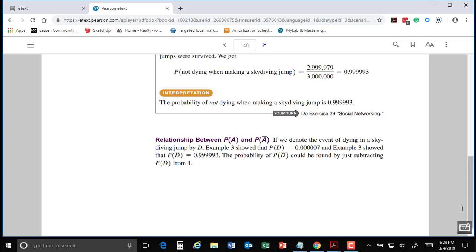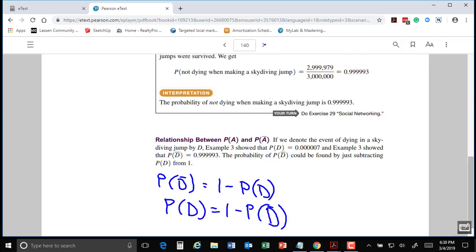Am I on yet? Yeah. Okay, so the probability of something not happening is equal to 1 minus the probability that it happened. Now, what kind of variable are these? When we put A or B, those are events, right? But when we're asking what is the probability of this to occur, that's what we're asking, right? So the probability of the event not happening is 1 minus it happening. That's what happened here. They calculated the chances of dying. So the probability of not dying is 1 minus the probability of dying.